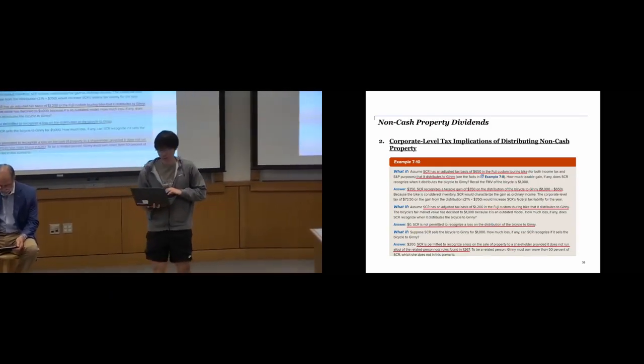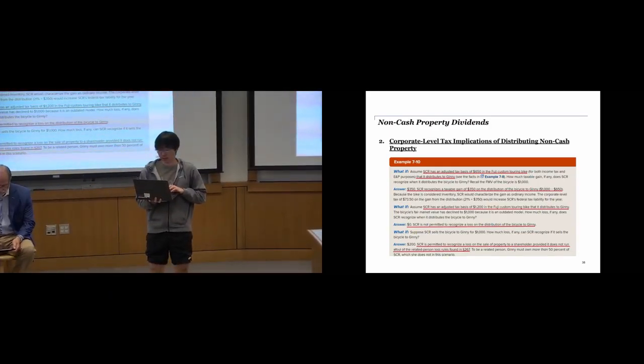The first what-if says, assume SCR has an adjusted tax basis of $650 with the Fuji custom touring bike for both income tax and E&P purposes, then distributes to Ginny. Let me pause you there. That parenthetical, for both income tax and E&P purposes. I don't think you need to read this example because I think SCR is in the biking business or something. But remember, tax basis for E&P purposes is straight line, and tax might have accelerated depreciation. But if this is inventory, you can't depreciate inventory anyway. So I don't think that's a relevant factor. But that's what that means: why for E&P and tax purposes, one straight line and one accelerated.